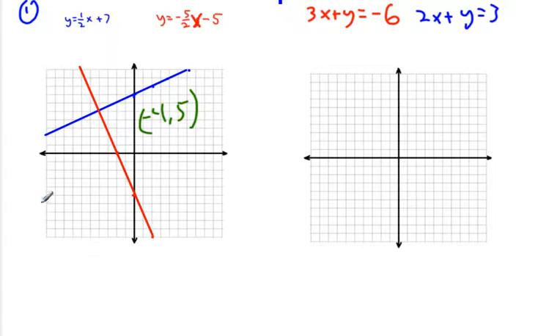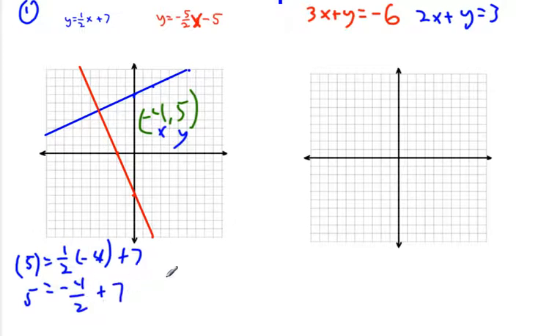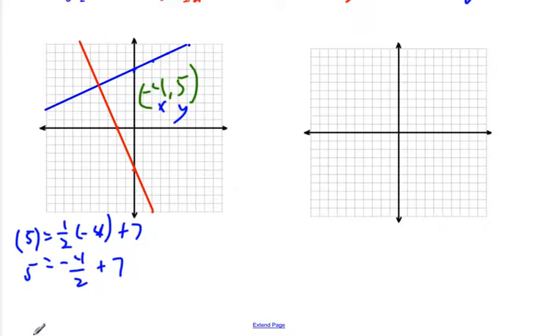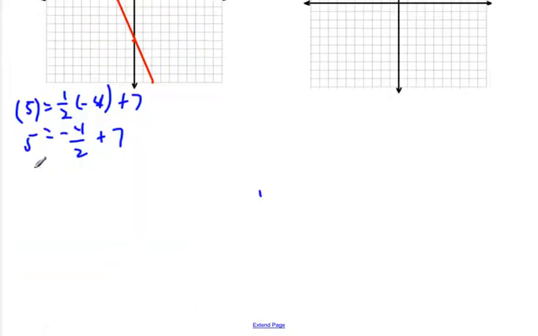So let's do blue first. We have x and y, -4, 5. So we'd have 5 equals 1/2 times -4 plus 7. 1/2 times -4 is really -4 divided by 2 plus 7. And that would end up being 5 equals -2 plus 7, and -2 plus 7 is 5. So that checks out. Now let's check the other one.